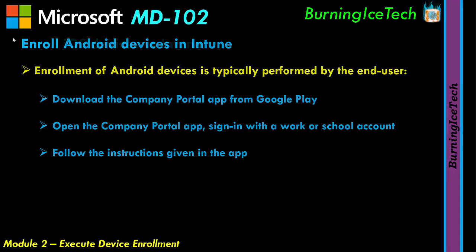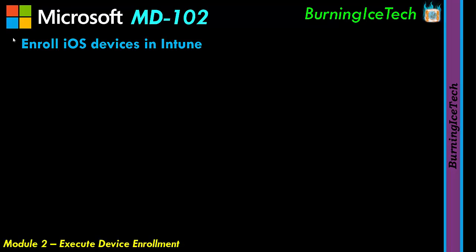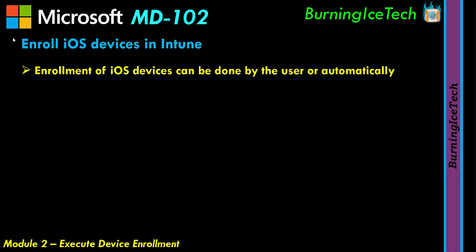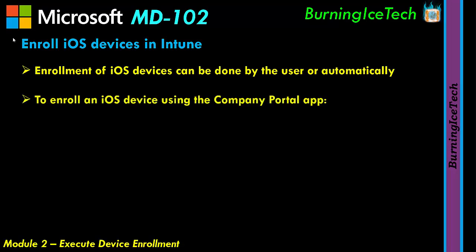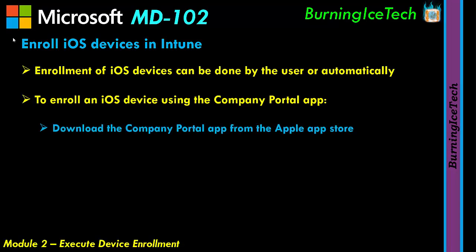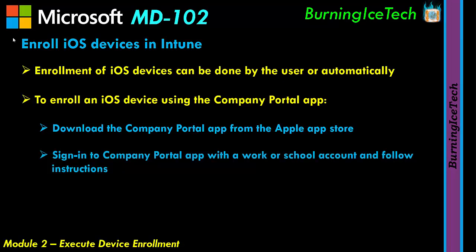Now, speaking of Apple, so how do we enroll iOS devices into Intune? That's Apple for those of you that don't know. Enrollment of iOS devices can be done by the user, or, this is where it gets interesting, automatically. So to enroll an iOS device using the Company Portal app, basically the same method as the Android method, you go and download the Company Portal app, same app you need to go and download, except you can't download it from the Play Store because that's an Android store. So iOS devices, they use the Apple App Store. So you're going to go to the Apple App Store and you're going to go download the same application. You're also going to go and sign into the app with your work or school account, and then once again, you just follow the instructions, guys.